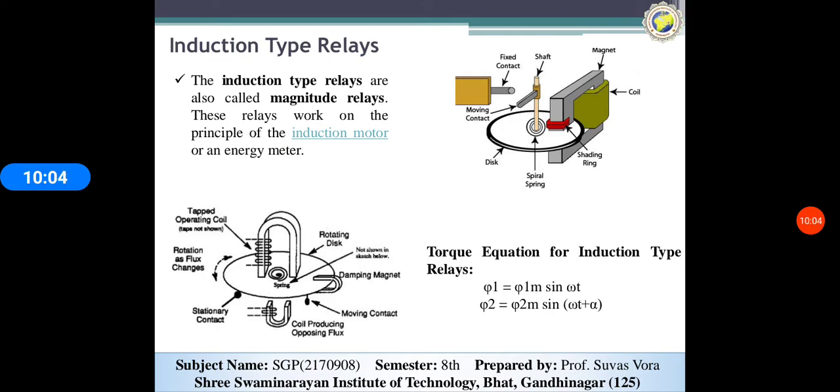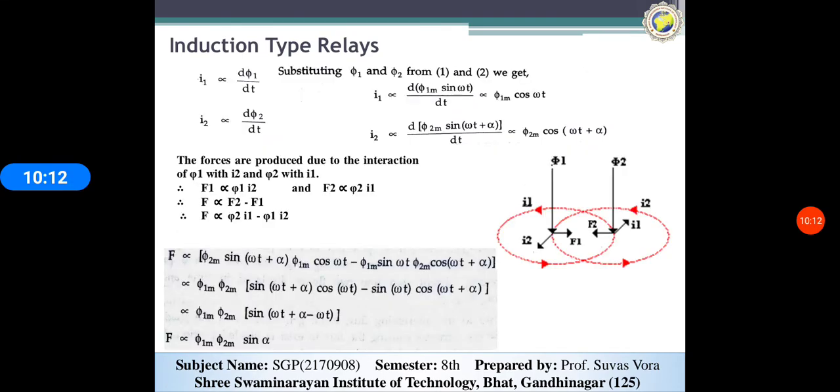the coil of the magnet will be energized in the opposite directions of the coils. At that time the torque, meaning the force at the angle of phi 1, will be opposite to phi 2. The torque of the upper side coil and the lower side coil will be different. It means the force between the two coils is opposite to each other. At that time the disc will stop rotating. This is the basic function of the induction type relay.